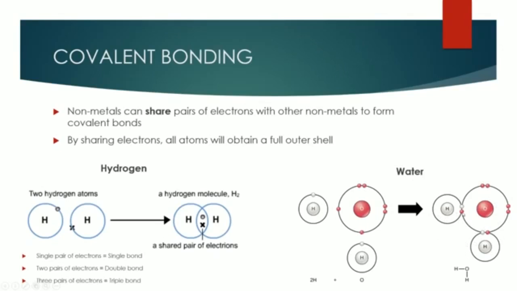You don't always share a pair of electrons, though. Sometimes you can have 2 pairs of electrons being shared, and that's called a double bond. And if you share 3 pairs of electrons, that's when we call it a triple bond.